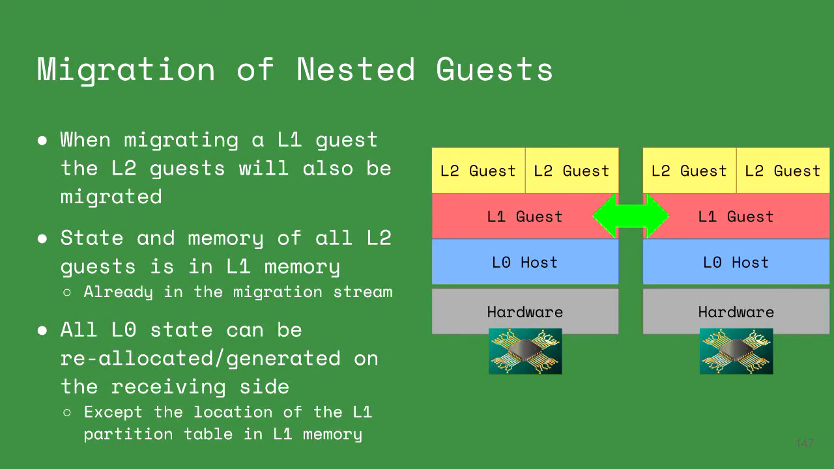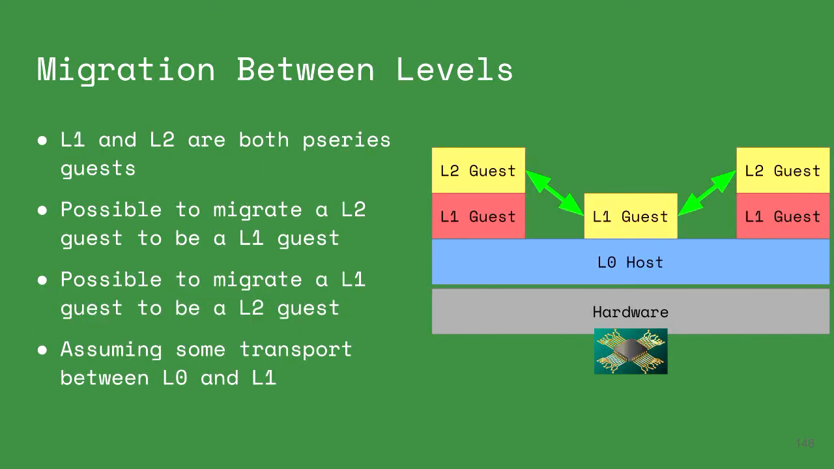What we also get is migration of nested guests. When you migrate your level 1 guest, if it has nested guests below it, they'll just kind of come along for the ride. The state of all the level 2 guests is stored in the level 1 memory, and I mean, that's already the main part of the migration stream. All of the level 0 state for a nested guest can be reallocated or regenerated on the receiving side, except for one thing, being the location in level 1 memory of its partition table. And so we just add that one thing to the migration stream, and then we get migration of nested guests for free.